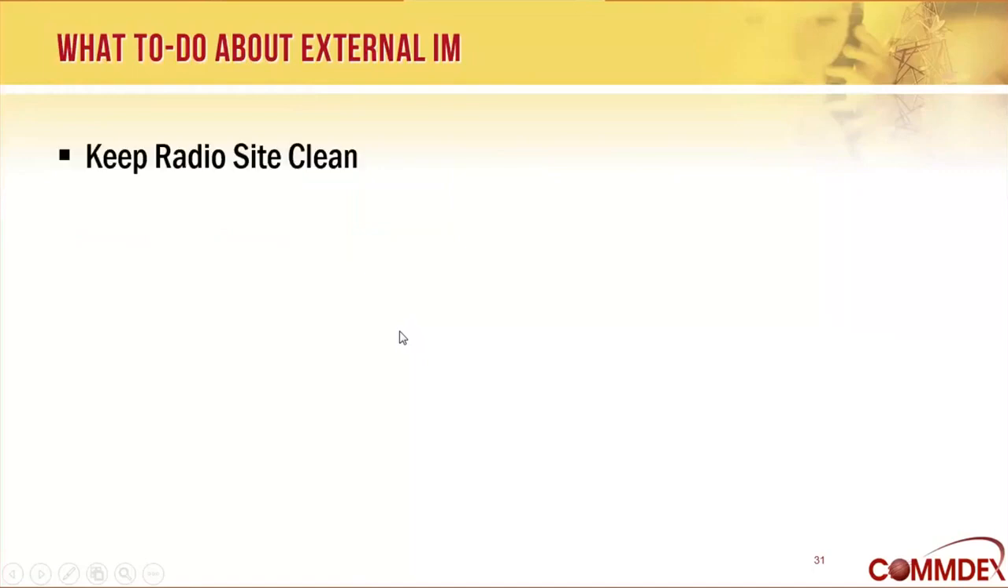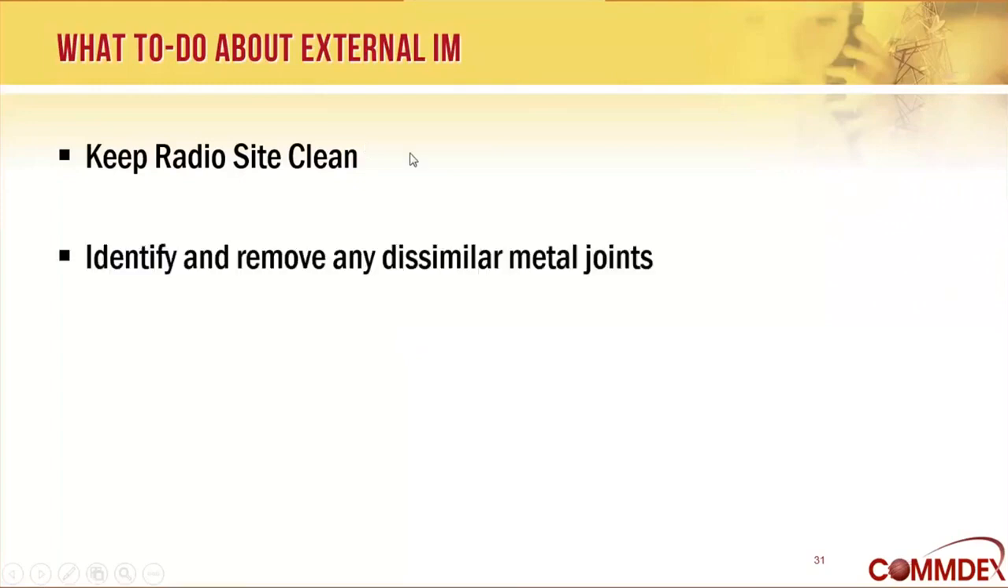What about external intermod? If it's not occurring on the site and we don't really know where it's coming from, the best we can do is keep the radio site clean. By this we mean identify any places where intermod can occur, where a mixing point might be present. We can identify and remove any dissimilar metal joints, like galvanizing where you have zinc on steel, or if you have connectors where you have nickel on brass, that kind of thing. We want to make sure we don't have a lot of dissimilar metal junctions where mixing can occur.